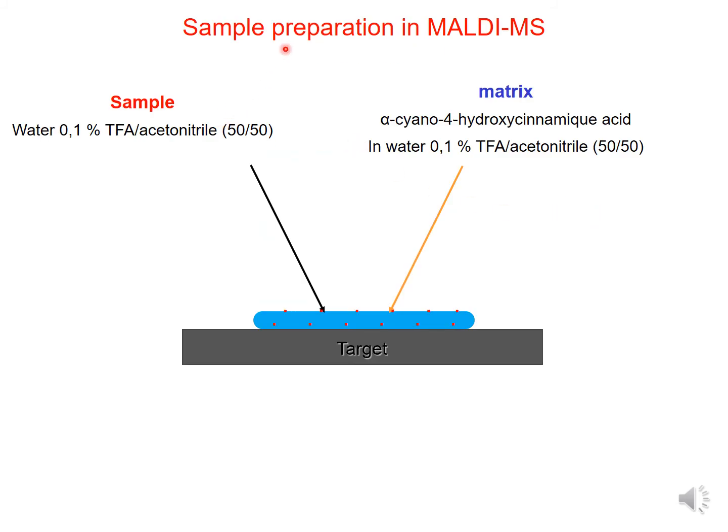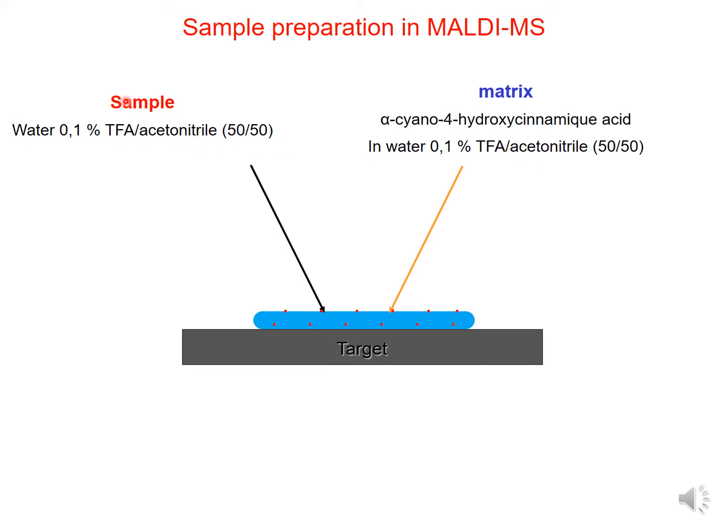So here you have the sample preparation in MALDI MS. Generally, we perform a mixture of a sample and a matrix. The matrix is a compound, small molecules that absorb the wavelength of the laser. Generally, you need to perform protonation. Then you perform this in water, 0.1% trifluoroacetic acid, and acetonitrile 50-50 to allow the volatilization.